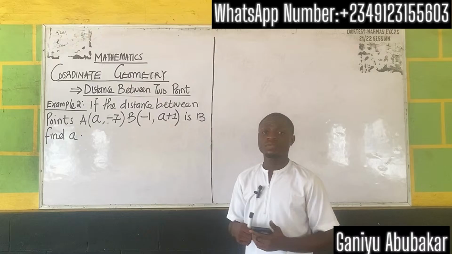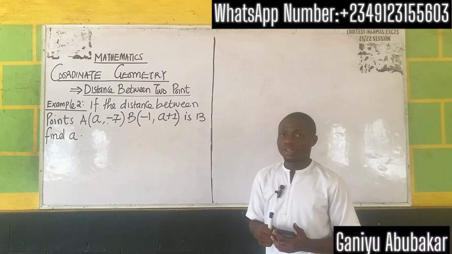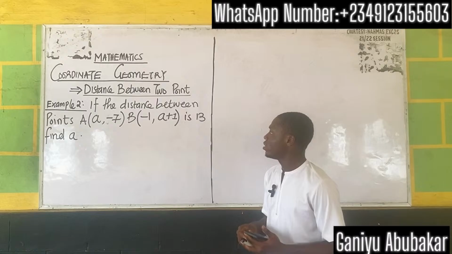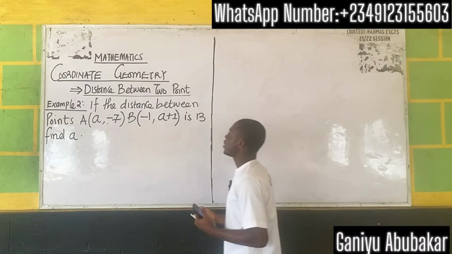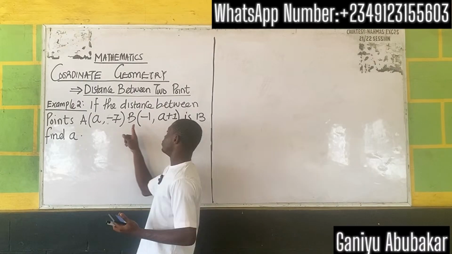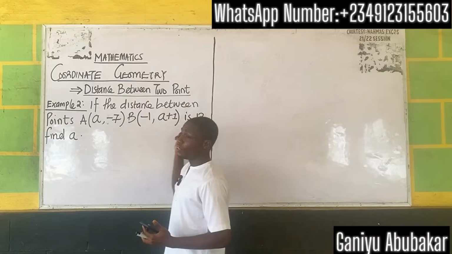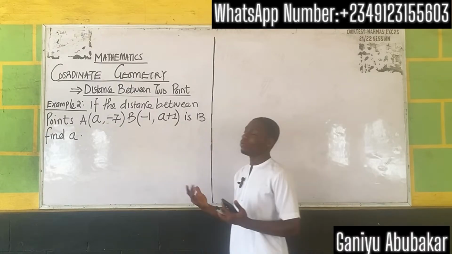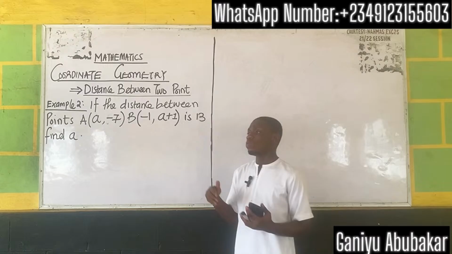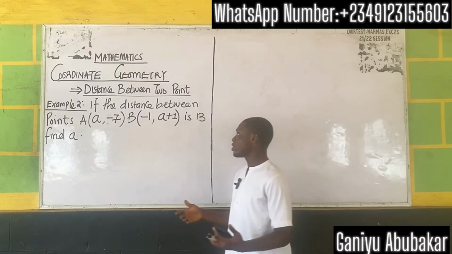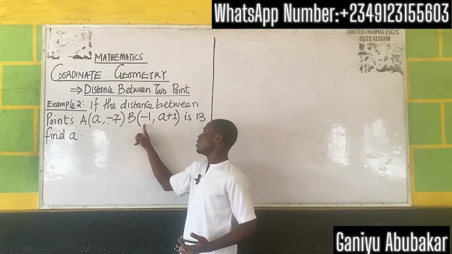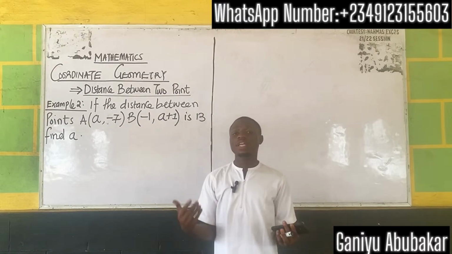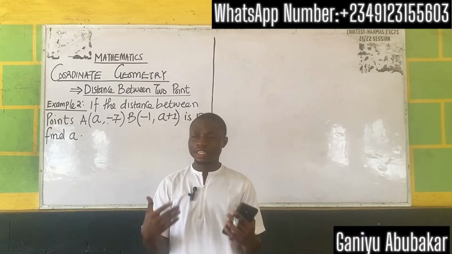Welcome back. So let's solve this example 2 problem. It says if the distance between point A and B is 13, find A. And observe, this is different from what we have been doing so far. What I've been doing so far are just numbers alone. Now, as you can see, I have a letter and a number in this case. But the technique and the idea is still the same concept.